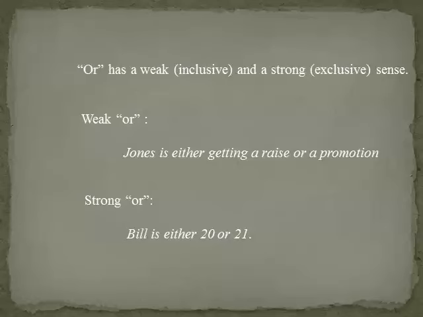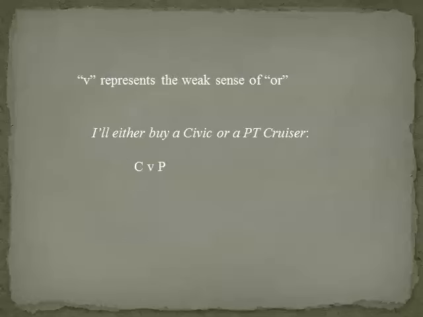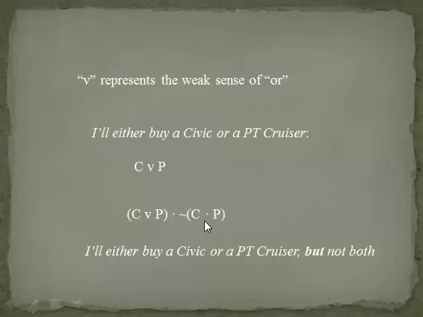Now, or has two meanings in English. It has a weak, inclusive sense and a strong, exclusive sense. Jones is either going to get a raise or a promotion is weak because he can get both. A strong example would be Bill is either 20 or 21. You can't be both. So we use the wedge to represent the weak sense of or, and if we need to represent the stronger sense, then we can say one or the other, but not both. And that's the strong sense of or.